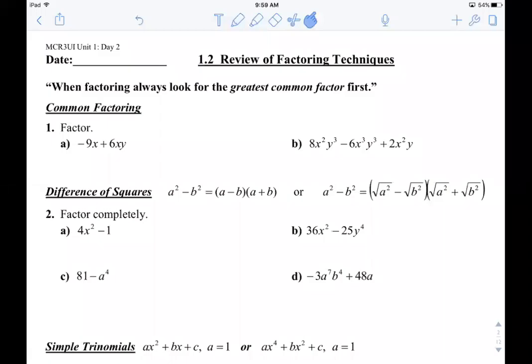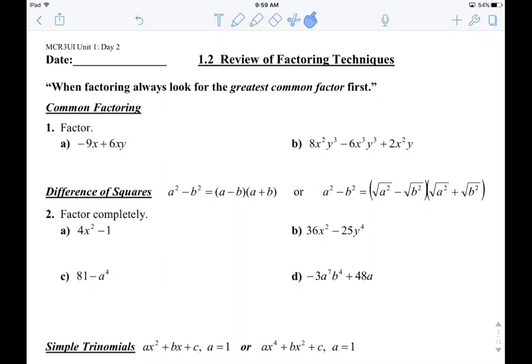Welcome to Unit 1, Lesson 2, which is a review of factoring techniques. Factoring is really just the opposite of multiplying different polynomials together. So instead of multiplying them together into one final product, we're taking an expression that's kind of like a final product and breaking it up into separate pieces that would then multiply back into that original polynomial that we're given.